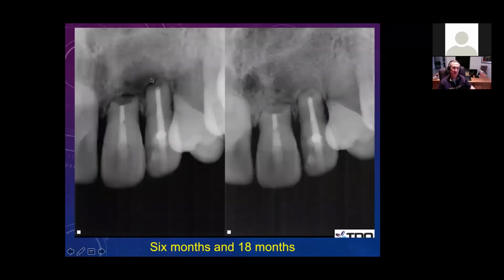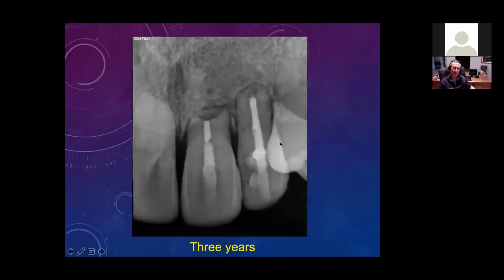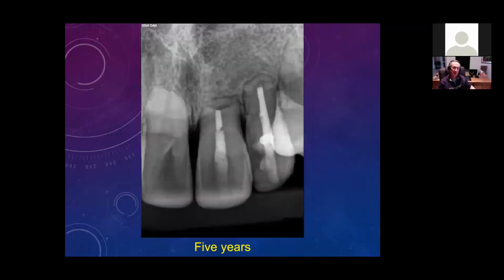And here at 6 months, you can see the teeth are tightening up. You can see the bone is healing. Here's the kid at 18 months. Now these have terrible crown to root ratios, and these teeth have some mobility. But as long as he doesn't get whacked in the mouth or something, there's a very good chance that these will last. So here he is at 3 years, and here he is at 5 years.